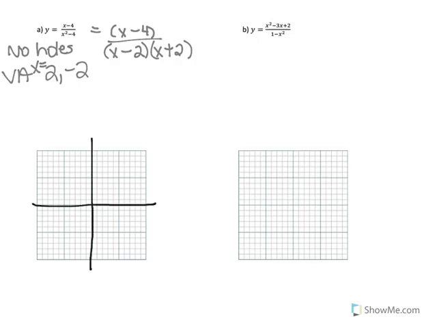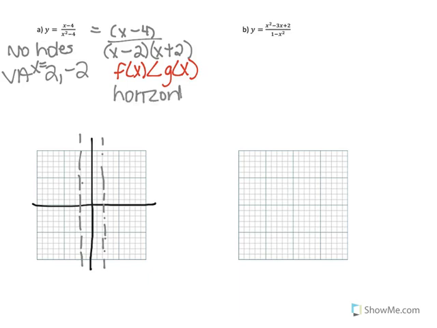So let's draw that in. Okay, there's one. Oh my gosh, I'm so bad at this. And there's another. Okay, we know that f of x is less than g of x, which means we have an asymptote on the horizontal axis, so y equals 0.